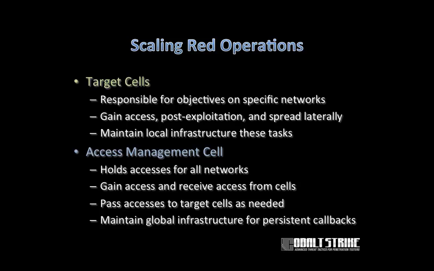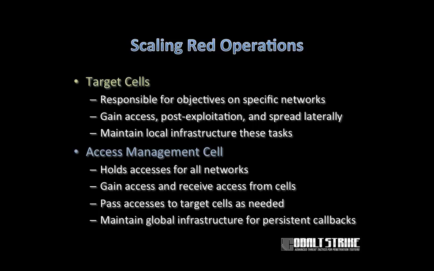The target cell's job is to gain access, conduct post-exploitation, and spread laterally. They also want to maintain local infrastructure for those tasks. And by local infrastructure, I mean their own staging servers, their own post-exploitation servers, and their own long-haul servers for their persistence, okay? As much as possible, target cells want to be self-sufficient for their engagement. But it's not realistic to assume that a target cell will operate without getting caught.